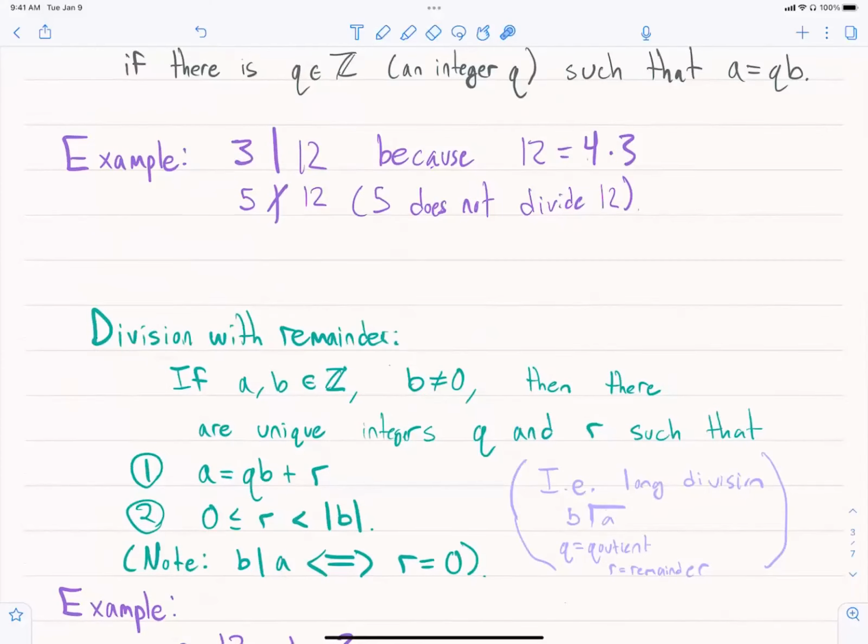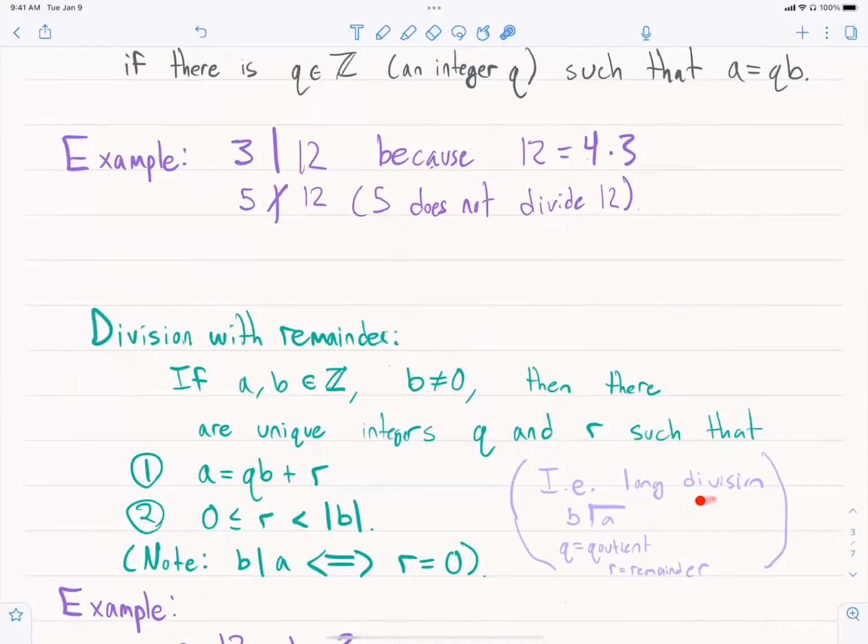And so we just do the setup like above. We have integers a and b. We're going to divide by b, so we want b to be non-zero. And then you can rephrase division with remainder by saying there are unique integers q and r such that a is equal to q times b plus r, and r is between 0 and the absolute value of b. So this is exactly what it means to divide with remainder.